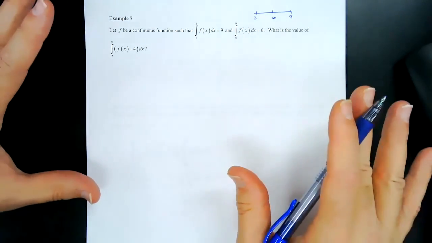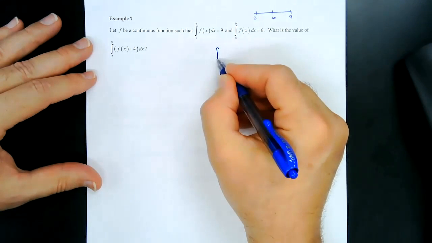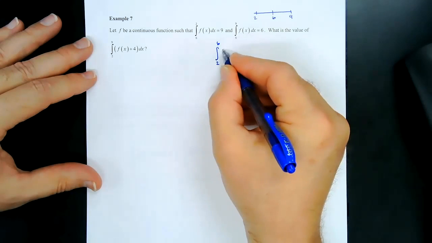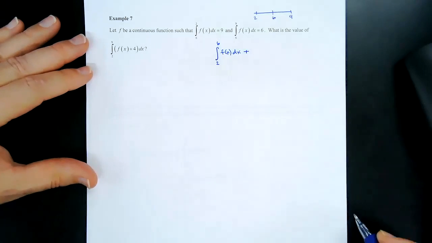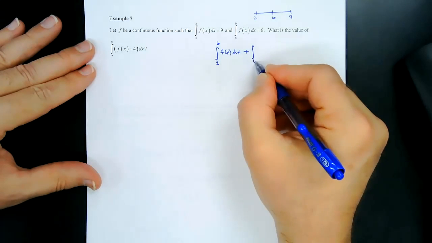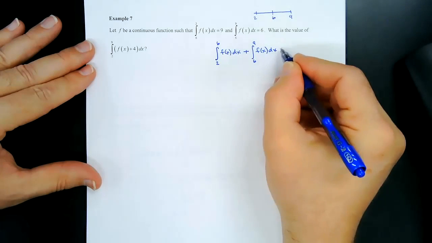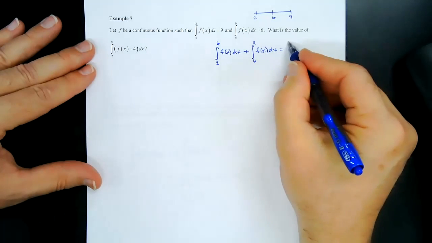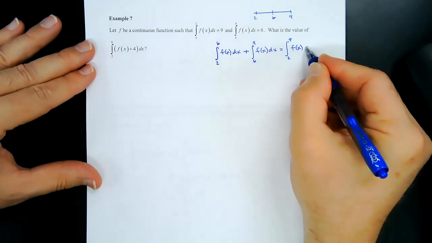So what we want to do is integrate. What is the integral from 2 to 6 of f of x dx plus the integral from 6 to 9 of f of x dx? And I know that's going to equal, if I go from 2 to 6 and 6 to 9, that would give me the integral from 2 to 9, right? So this would be the integral from 2 to 9 of f of x dx.